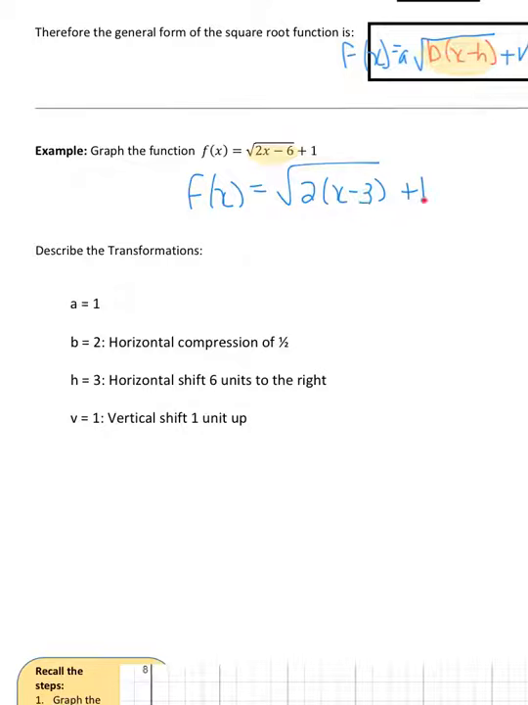This function, written in this form, is the required form to discuss the transformations. So the a value is 1 because there's not a number being multiplied outside the square root. The b value is 2, which means there's a horizontal compression by a factor of 2. The h value is 3, which means there's a horizontal shift 3 units to the right. And finally, the v value is 1, so there's a vertical shift 1 unit up.